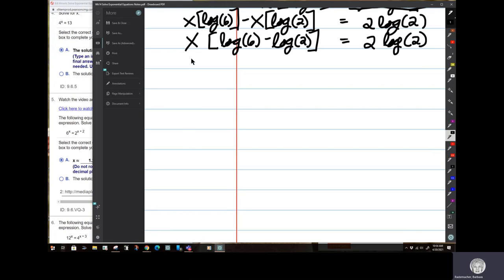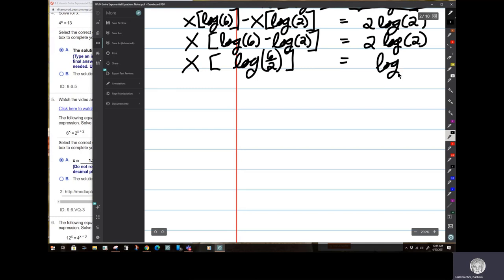Now, remember those identities you had to learn, those principles of logarithms, the arithmetic of logarithms. Log 6 minus log 2 is log 6 over 2. And while we're at it, 2 times log 2 is exactly the same thing as the log of 2 raised to the 2. So the 2 in front came up and became the exponent. Duh.